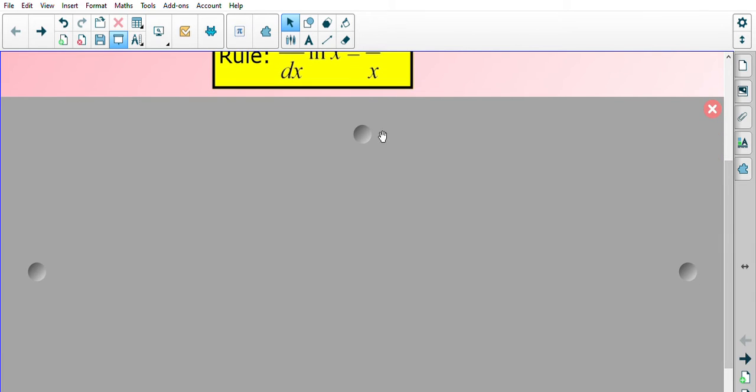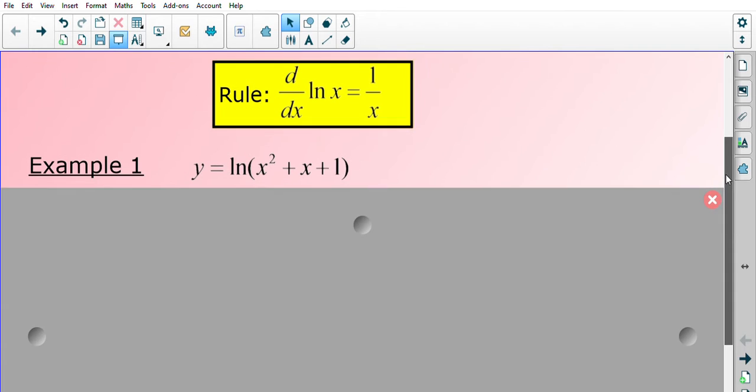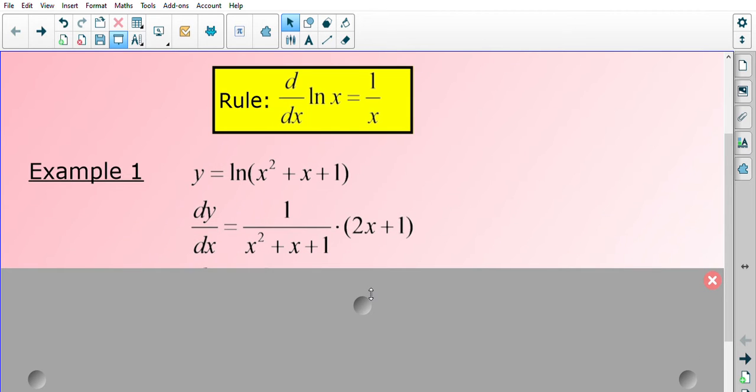The first example we're going to look at is this function: I'm going to differentiate log of x squared plus x plus 1. Well, the rule states that I simply put 1 over what is in my bracket. So if I differentiate this, I get 1 over x squared plus x plus 1. However, I need to remember the chain rule, and that means I need to multiply by the differential of what's in this bracket.